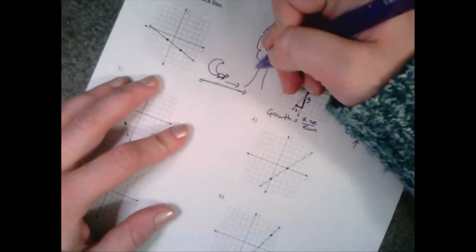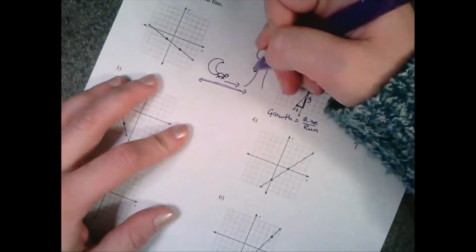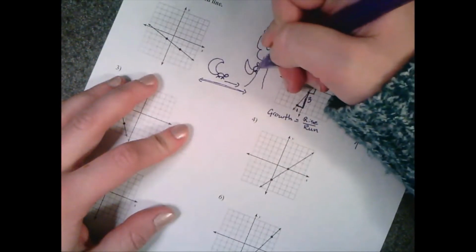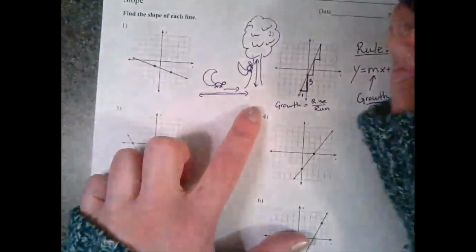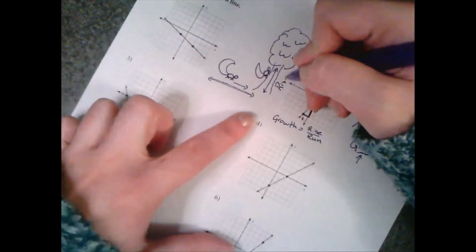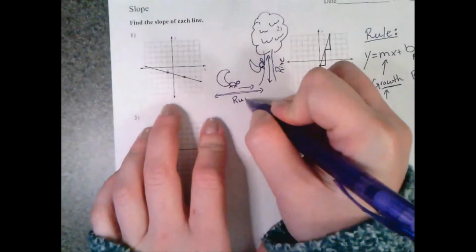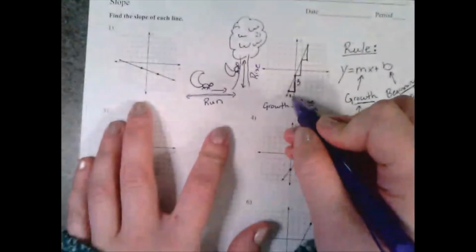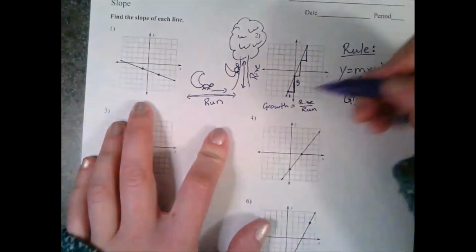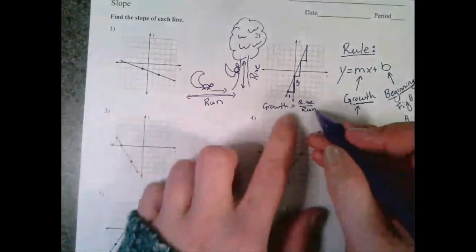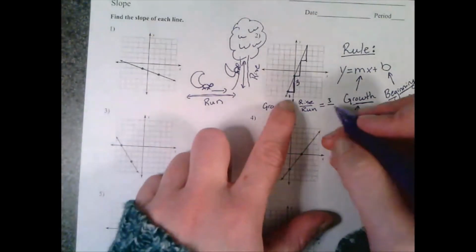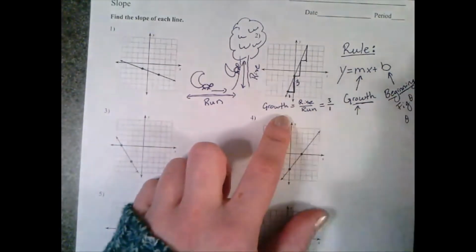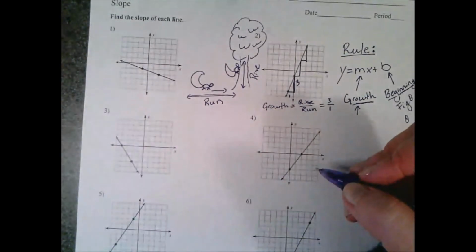When the squirrel is running up the tree, he's rising. So this is vertical. This is your rise. This is your run. So in this case, 1 is our run and 3 is our rise. When we're finding growth, what we do is we take the rise, which is 3, and we take 1, which is the run, and we put them over each other. So our growth in this case is 3 over 1.